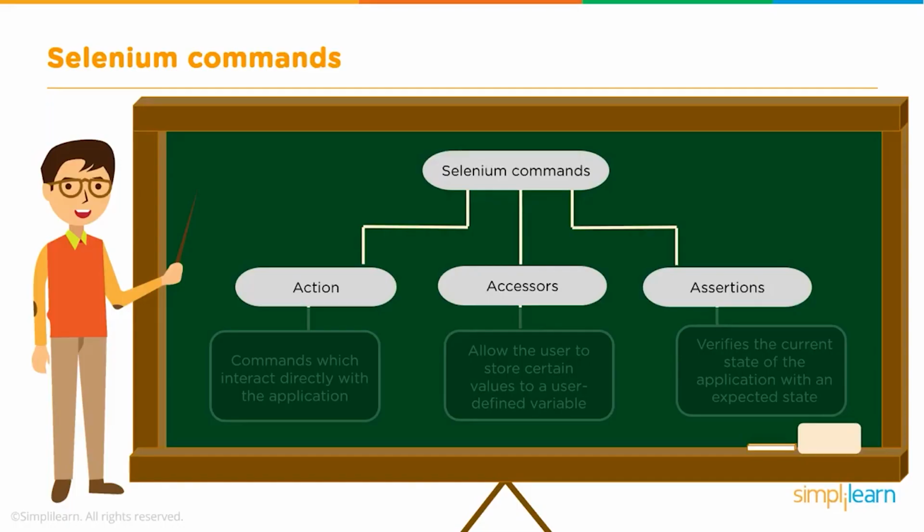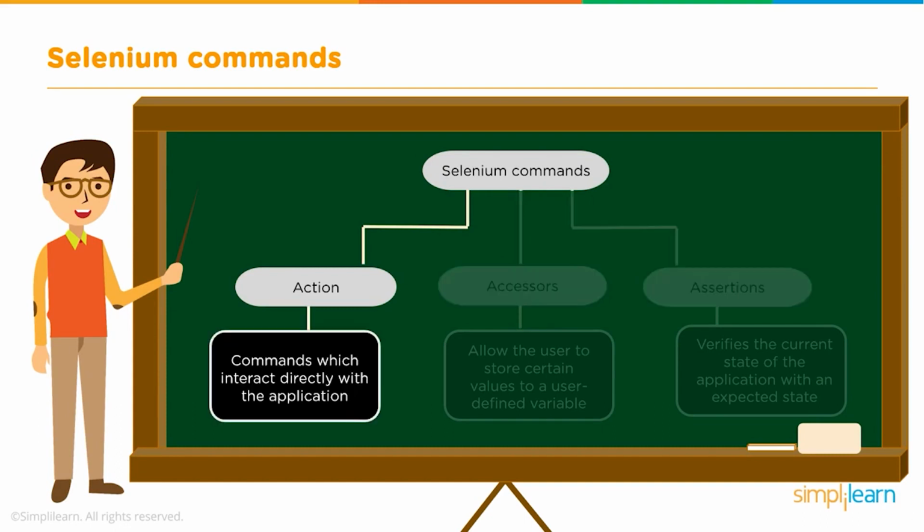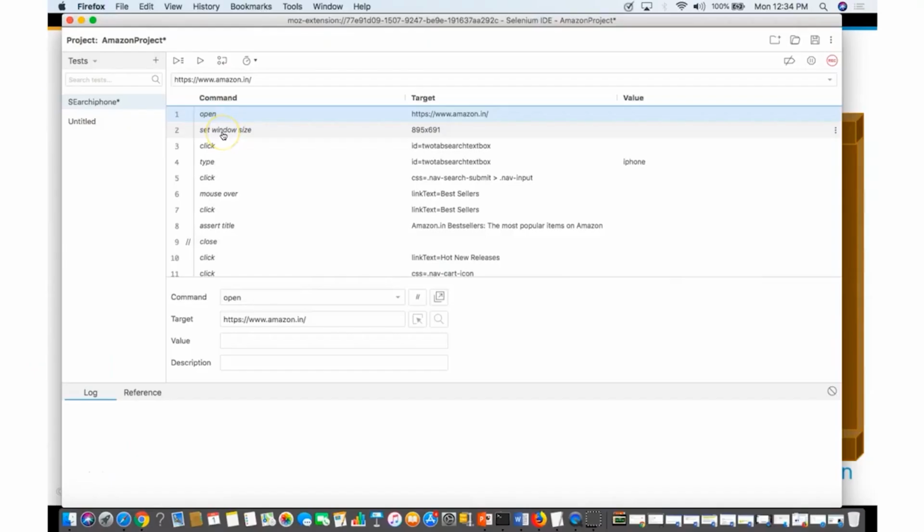Selenium commands. Selenium commands can be broadly classified into three: action commands, accessors, and assertions. What are action commands? Action commands are the commands which interact directly with the web elements on your application. Let's look at what these commands are. If we go back to our previous example where we had written a test script for Amazon.in, look at all these things like open, set window size, click, type. These are all called action commands.